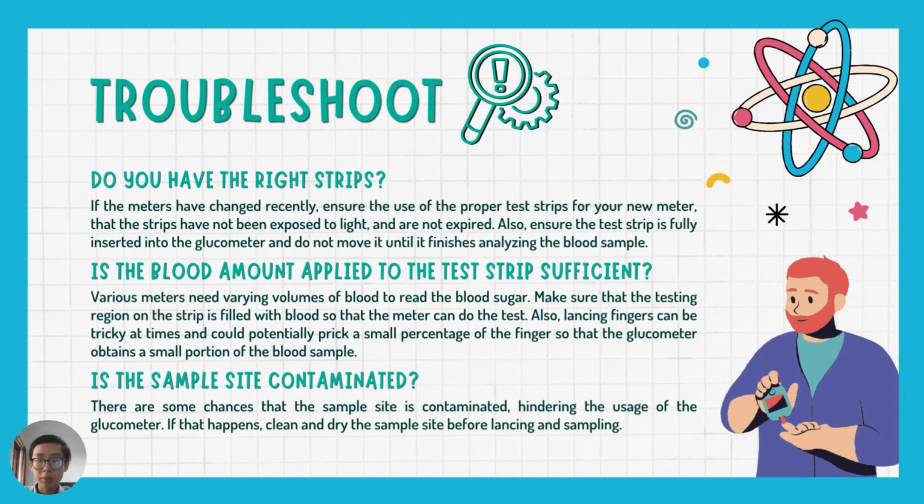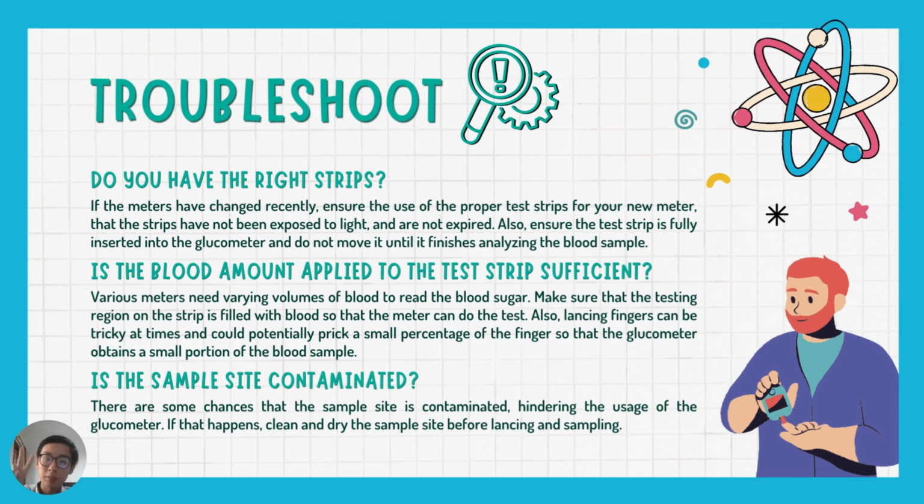Now, we are going to talk about how to troubleshoot your glucometer. There might be some chances that you may encounter problems when using the glucometer. When this happens, you will need to troubleshoot the glucometer using these 3 questions. First, do you have the right strips? If the meters have changed recently, ensure the use of the proper test strip for your new meter, so that the strips have not been exposed to light and are not expired.